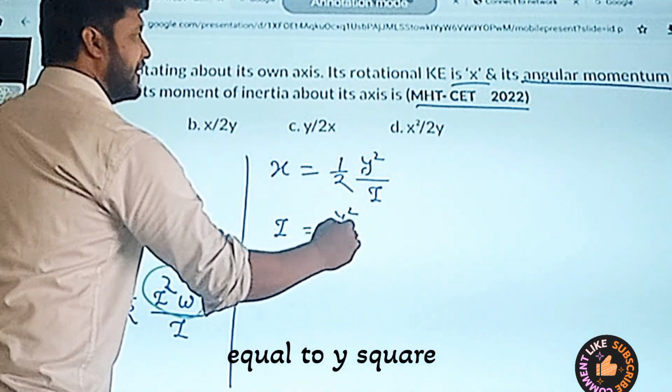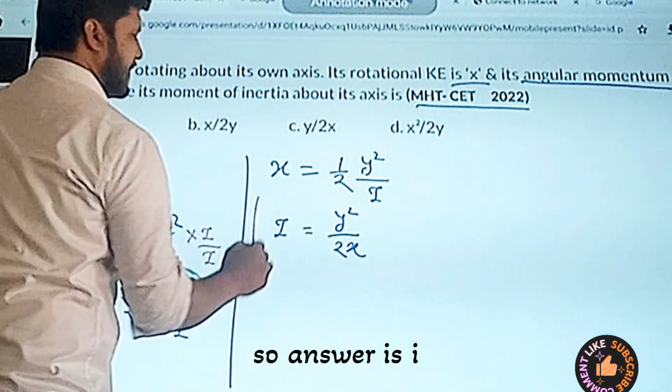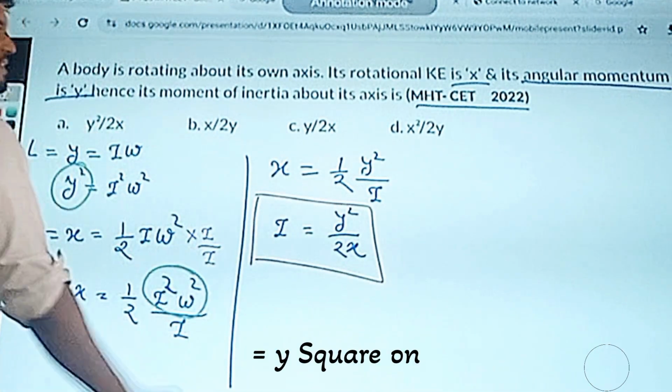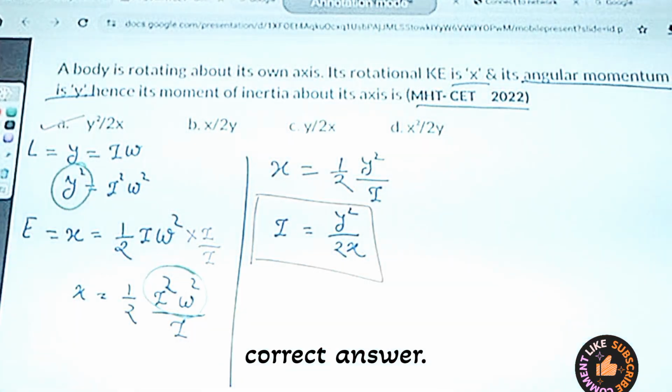Therefore, I can say that I is equal to y square upon 2x. So, the answer is I is equal to y square upon 2x.